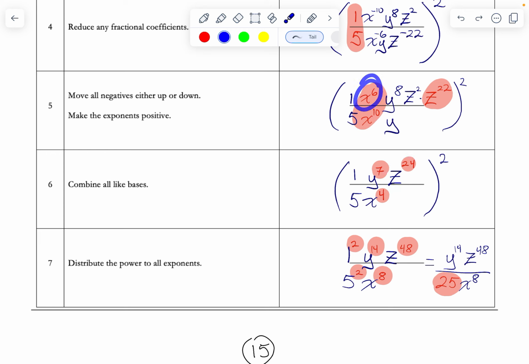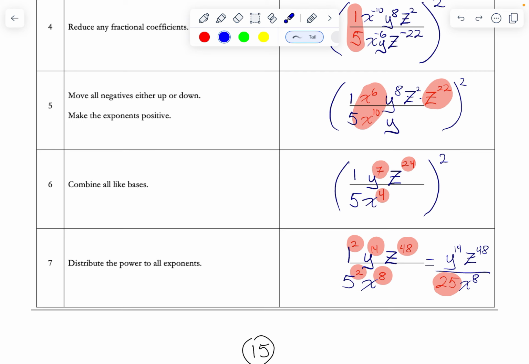X to the 6th over x to the 10th: I can see that I've got 4 more x's being multiplied together on the bottom. So I'll have x to the 4th left on the bottom after I'm done canceling out all my x's. I've got y to the 8th over y. So if I subtract those exponents, I get y to the 7th, which stays on top.